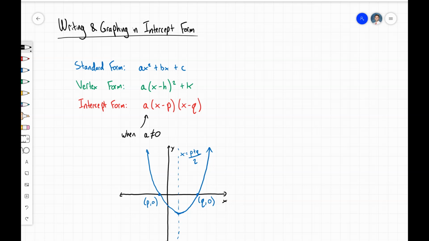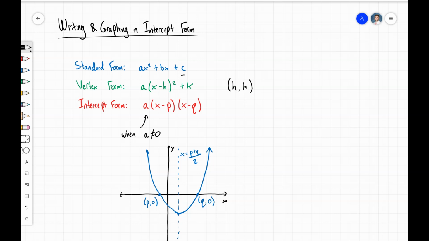All right, we are going to look at writing and graphing in intercept form. As a brief review, we have learned writing and graphing functions in standard form, that's ax squared plus bx plus c, and our c value will tell us where our y-intercept is. Then we also have vertex form, which is a times x minus h squared plus k. Vertex form is helpful because it tells us our vertex, which is at (h, k).